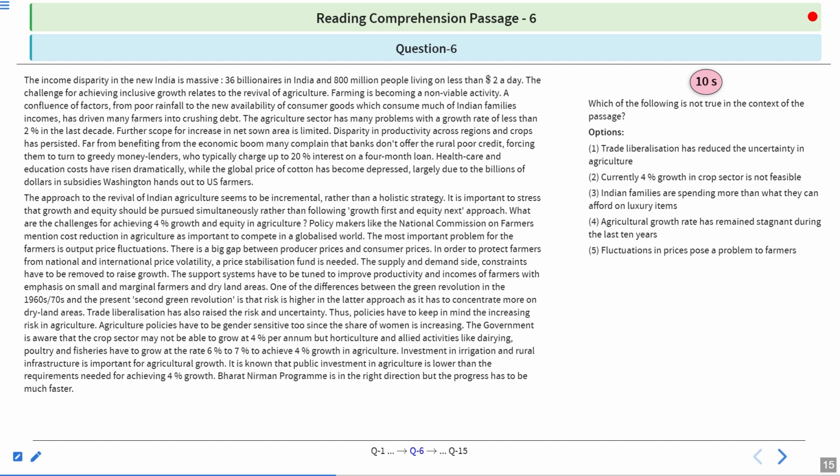The next question is, which of the following is not true in the context of the passage? Options are: trade liberalization has reduced uncertainty in agriculture. Currently, 4% growth in crop sector is not feasible. Indian families are spending more than what they can afford on luxury items. Agriculture growth rate has remained stagnant during the last 10 years. Fluctuations in prices pose a problem to the farmers. You have 10 seconds to choose accordingly.